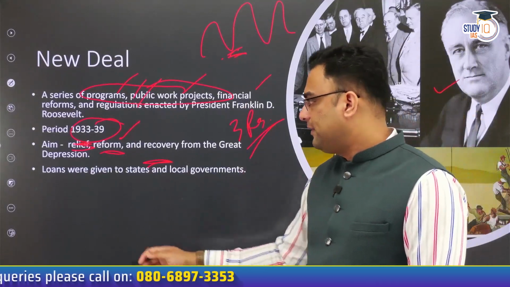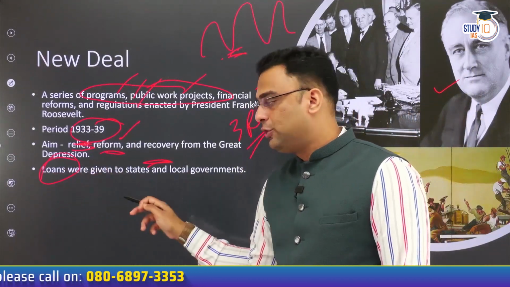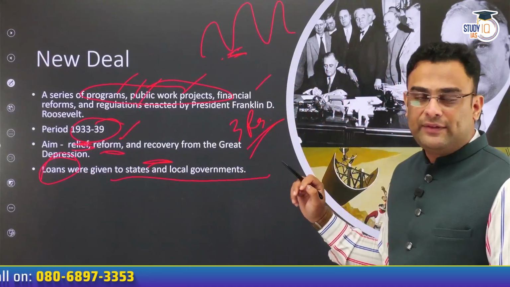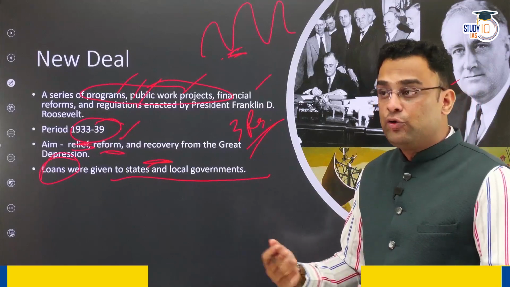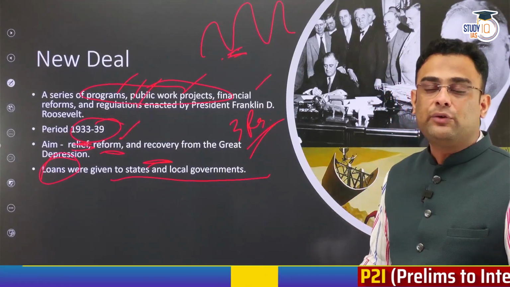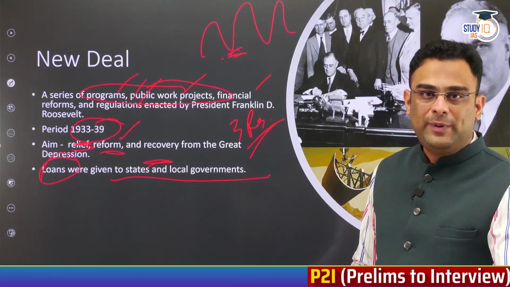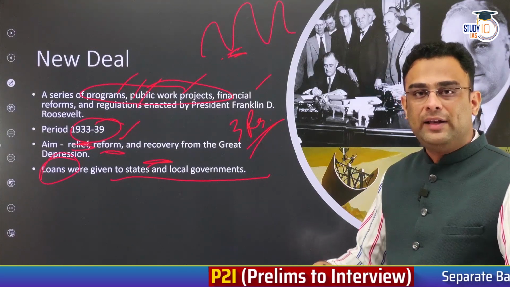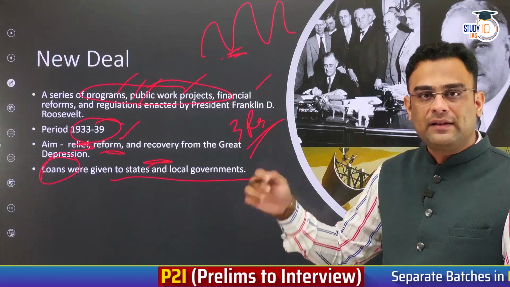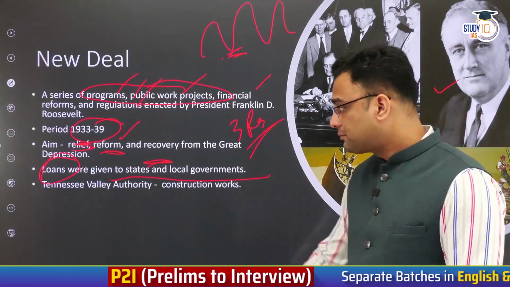How did they go about this? Loans were lavishly given to states and local governments so that the loan money could be used by the state and local government to generate some public works. And through those public works, employment could be generated. And that employment will lead to more spending. And more spending will lead to revival of economy. That is the concept of pump priming.